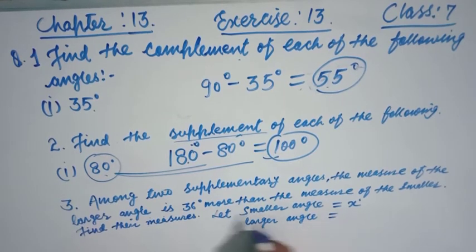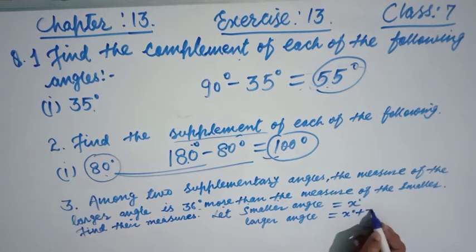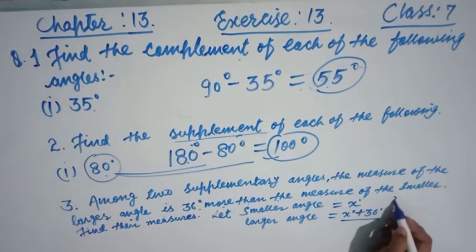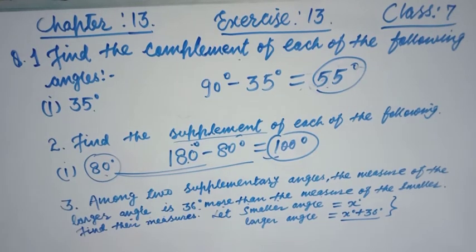So the larger angle, friends, is 36 degrees more than the measure of the smaller, that means 36 degrees more than the smaller, यानी smaller angle से 36 degree अधिक है. Okay, now friends, here the two angles are found. First x degree, the smaller, and the greater angle x plus 36 degree.